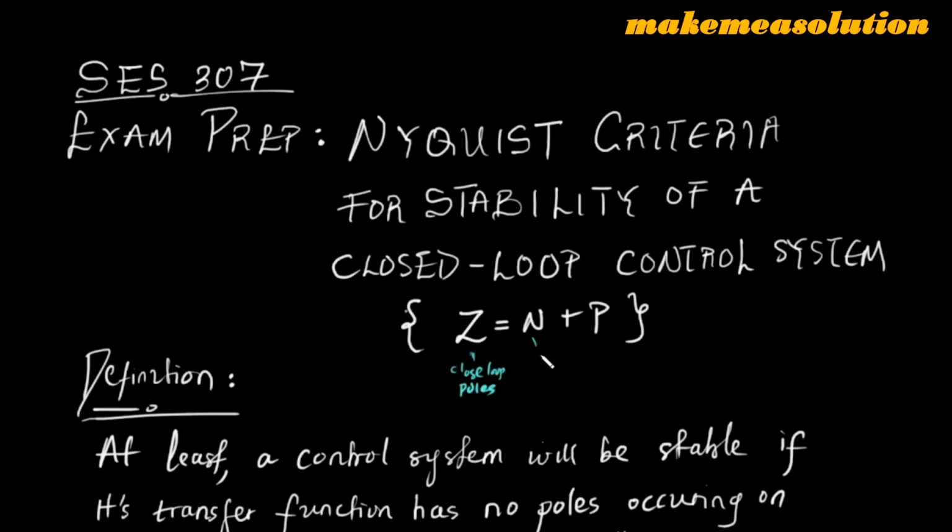N is number of encirclements, and P is number of open loop poles. Okay, so this is Nyquist criteria. Z is equal to N plus P.